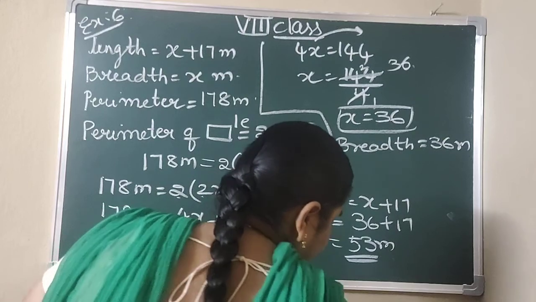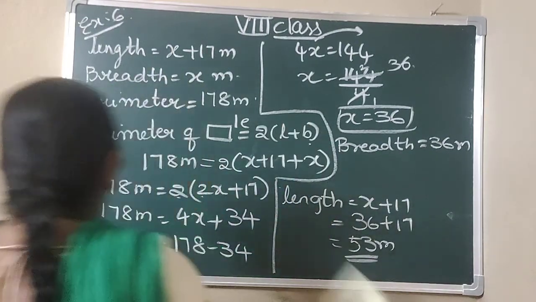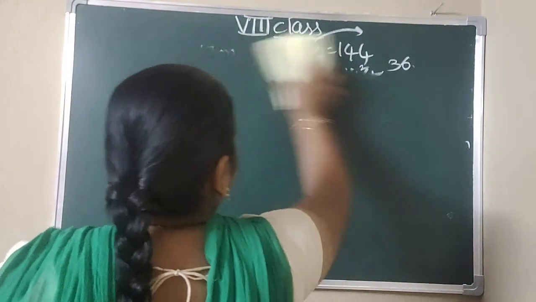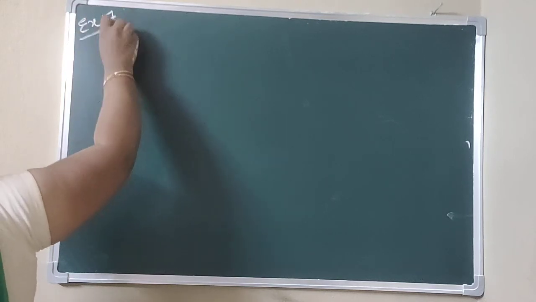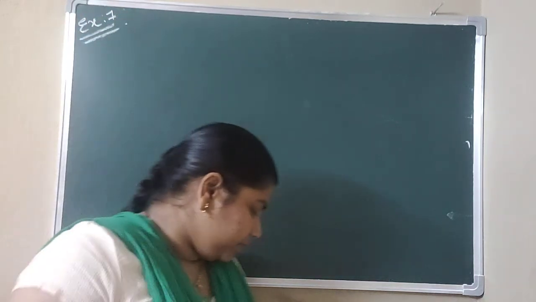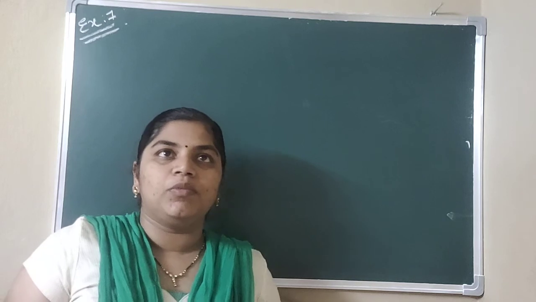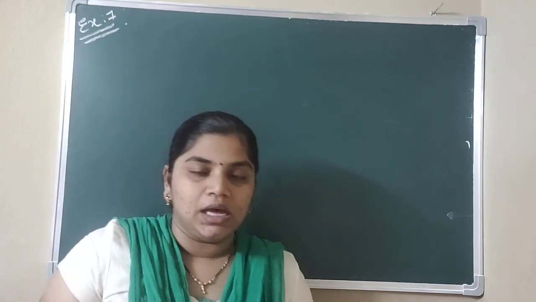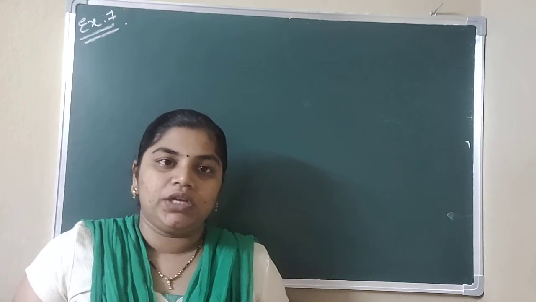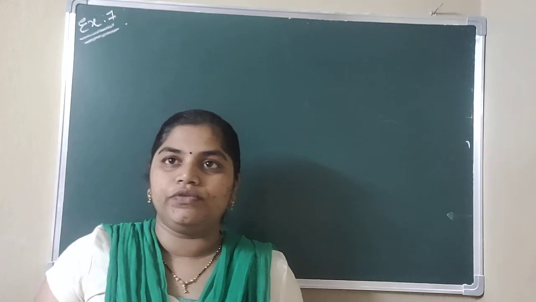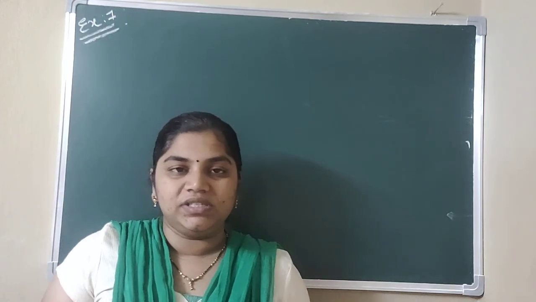Next is the seventh one. Example 7. So what is example 7? Two supplementary angles differ by 34. Supplementary means the sum of two angles. If you are adding any two angles, that should be equal to 180. So two supplementary angles differ by 34. If you take the difference of the two supplementary angles, the difference is 34.